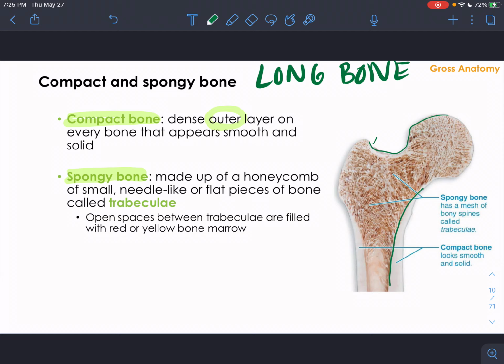In some areas, you're going to have thicker compact bone. It's always going to look smooth and solid, where spongy is going to be spongy looking. The spongy bone has these little needle-like or flat pieces called trabeculae. And again, the spaces are filled with some sort of bone marrow. It can be yellow marrow or red marrow. We'll talk about the differences and where you can find them a little bit later on.